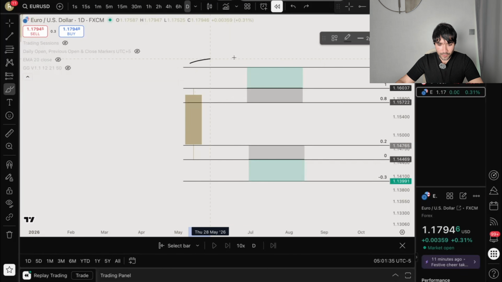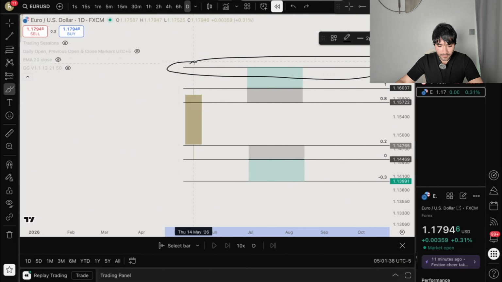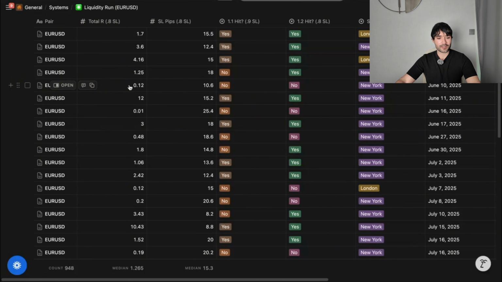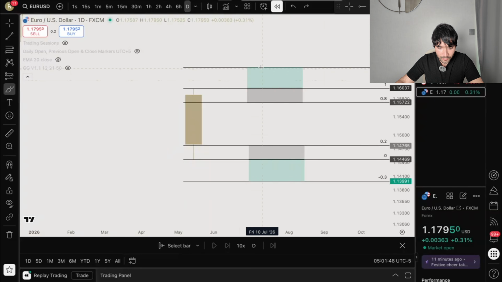Now keep in mind this 1.3 level is only for a 1.5 R target, and of course throughout the data, as you guys can see here, I denote the total RR ranges. So if we decide to go for another RR target, all we would have to do is adjust this fib level here on both sides.